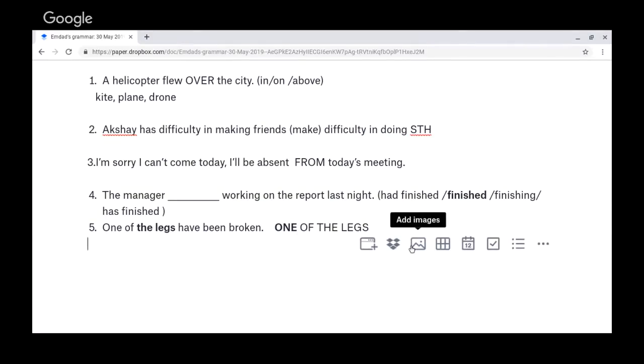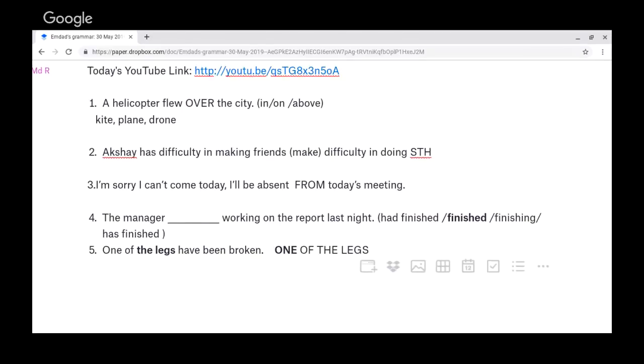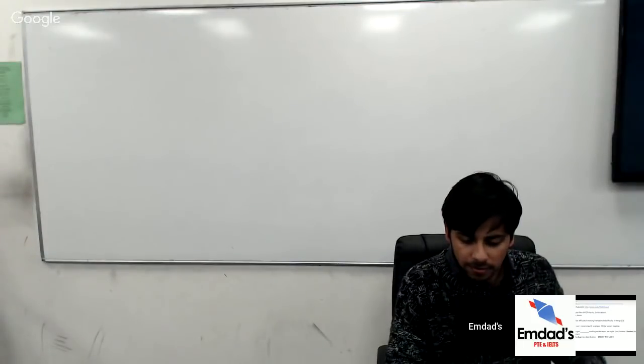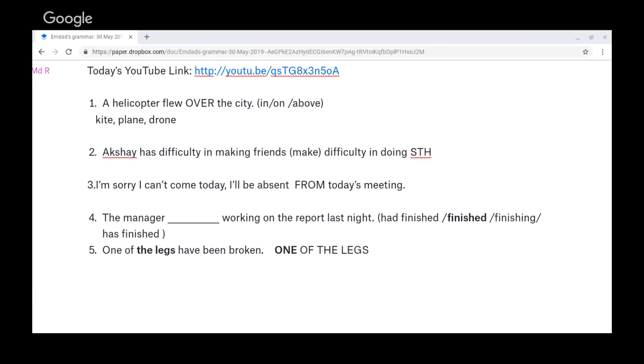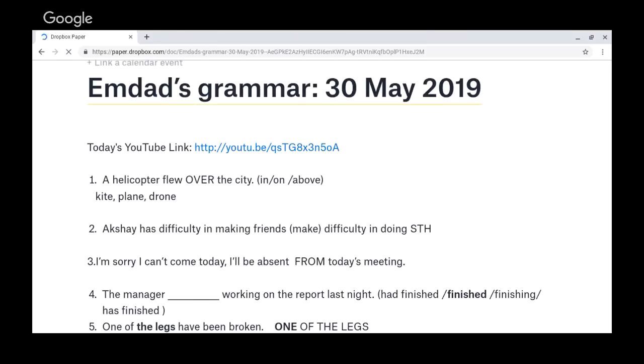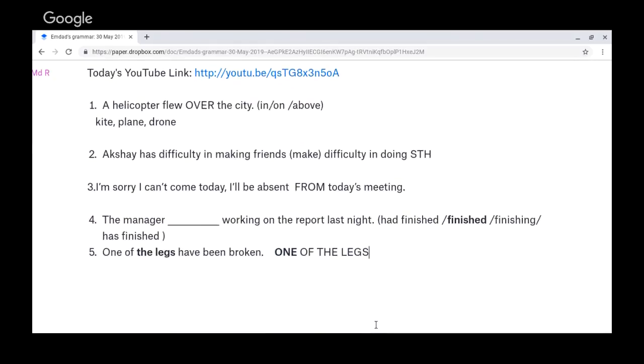Oh, I'm sorry about that, guys. Maybe the dock is a little heavy. Let's actually change the camera angle, or let's refresh it. Okay. All right. Sorry about the distraction, guys.